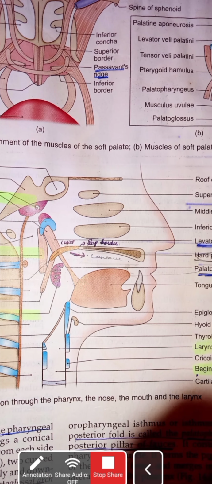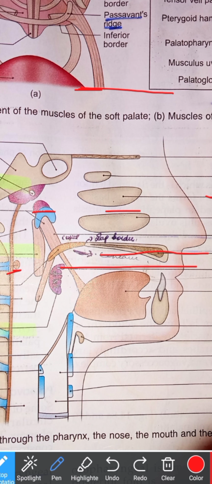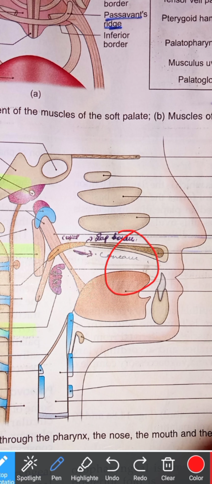The mouth leads to the buccal cavity. The buccal cavity leads to the pharynx. So what is the pharynx? The pharynx is the common passage for food and air.